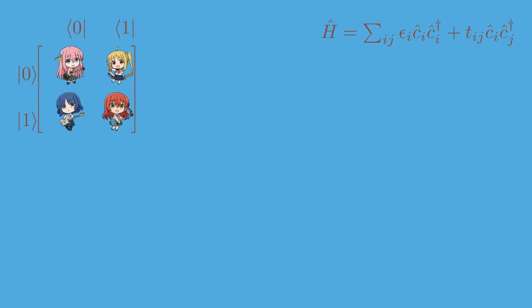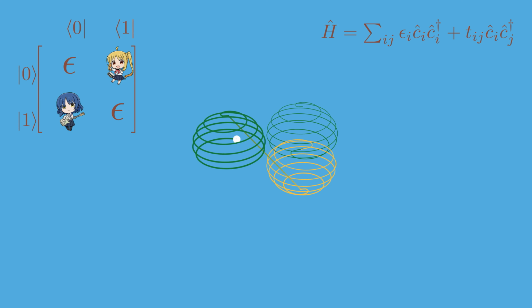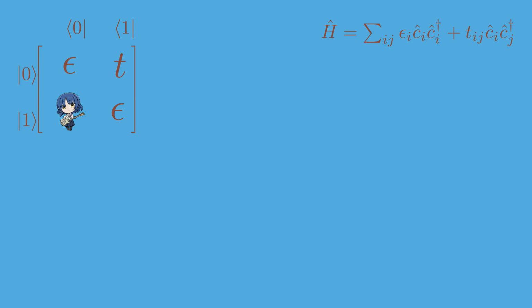Recall our tight binding equation. The first term is the on-site energy. It's associated with the electron orbiting around the ith atomic orbital. This goes to the ith diagonal. The second term is called the hopping energy. It is associated with the electron jumping from the jth atomic orbital to the ith atomic orbital. It goes to the ith row, jth column.